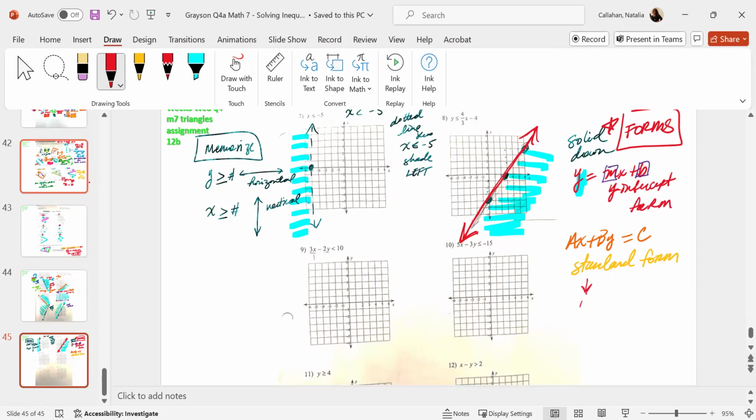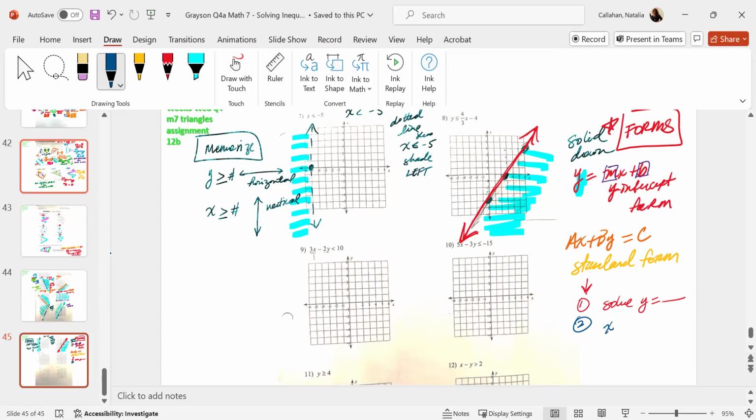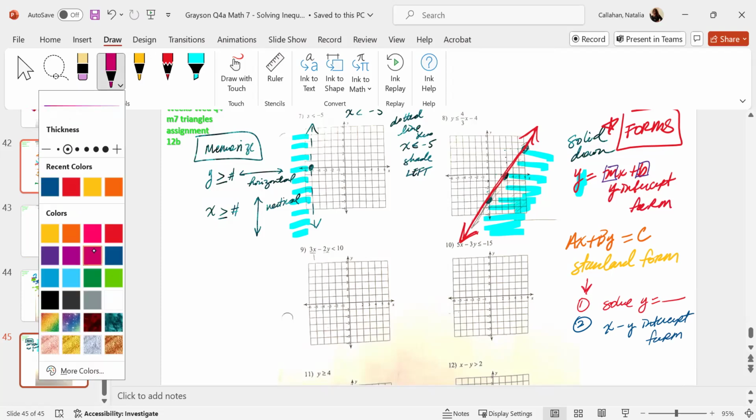So in order for you to graph, you could do one of two things, okay? First thing that you can do is solve for y. So you put it into y-intercept form, right? And then you graph it, right? Second thing that you can do is the y and x intercept form, okay?